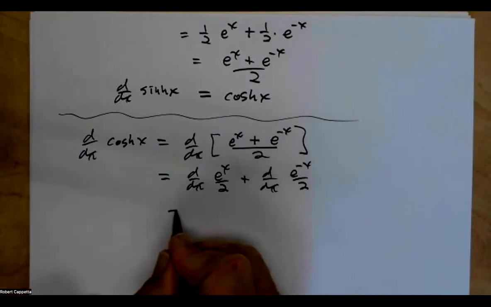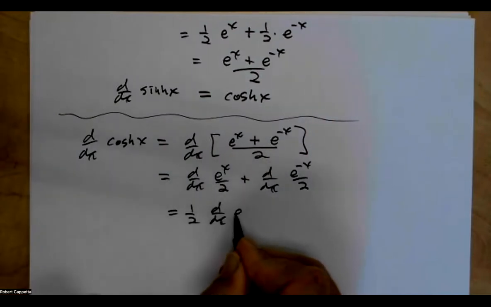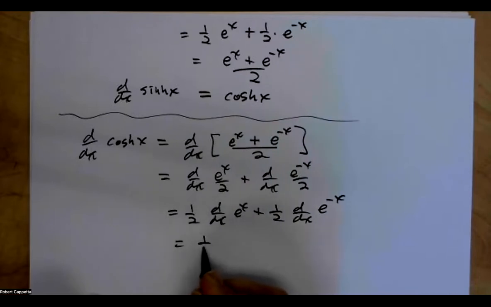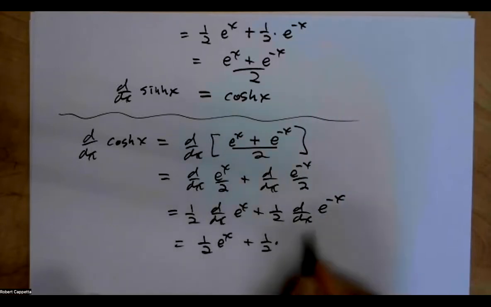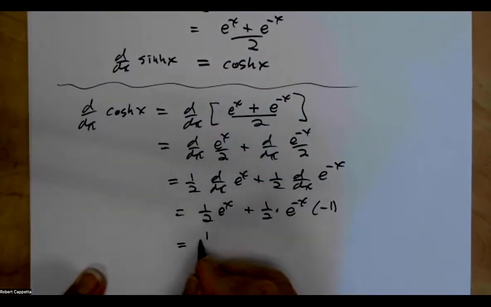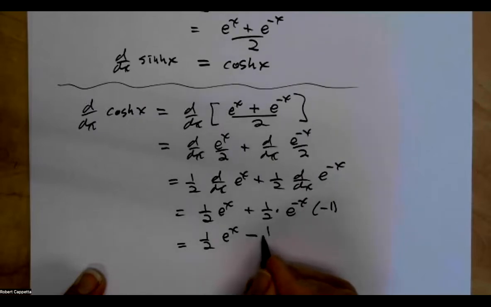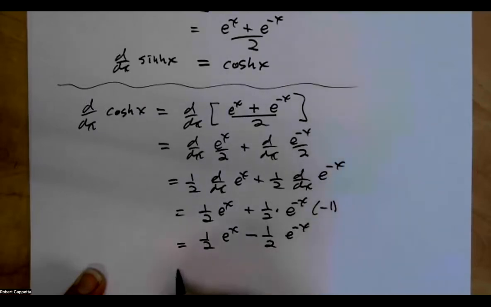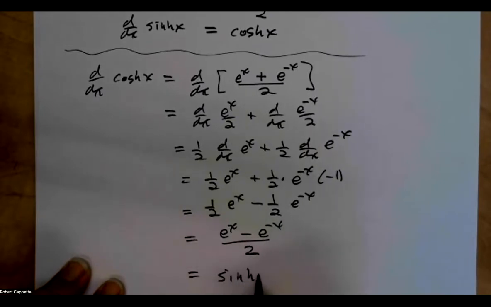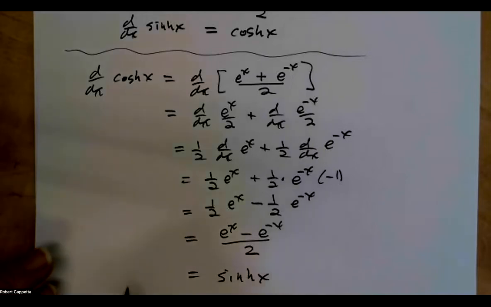Pull out the 1/2s. 1/2 derivative of e to the x plus 1/2 derivative of e to the negative x. And we get 1/2 e to the x plus 1/2 times the derivative of e to the negative x, which is e to the negative x times the derivative of negative x, which would be -1, which gives me 1/2 e to the x minus 1/2 e to the negative x, which is e to the x minus e to the negative x over 2, which you will recall is the definition of sinh x. So the derivative of cosh x is sinh x.